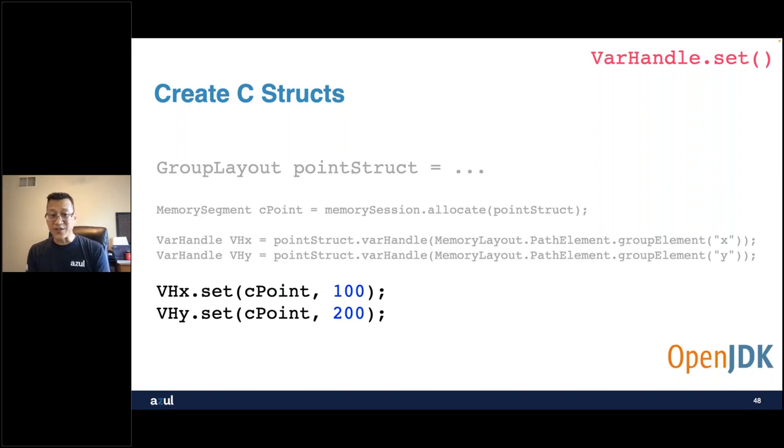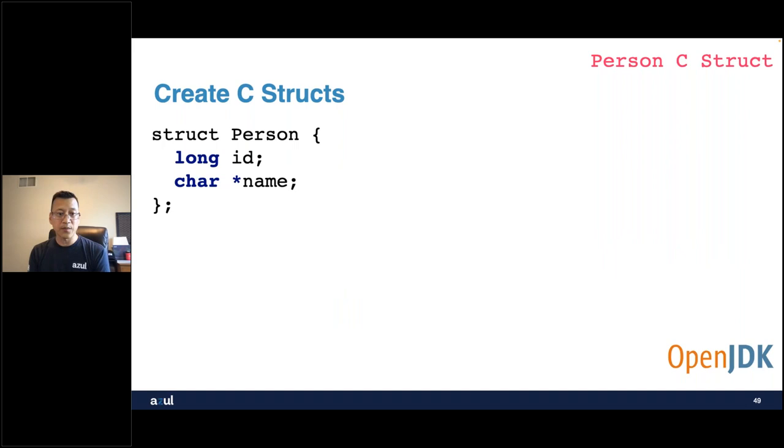And so here's how you set it. It's pretty much identical. It's like a getter and a setter. You still pass in the memory segment as the first argument, and then the value that you want to set it as. So it'll set X and Y.